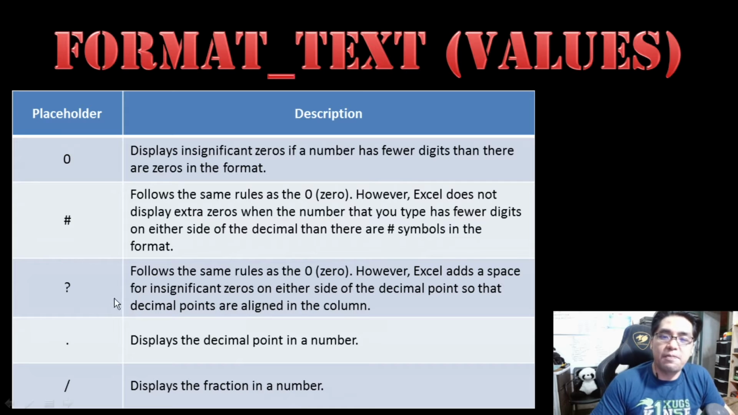Next, the question mark placeholder follows the same rules as a 0. However, Excel adds a space for insignificant zeros on either side of the decimal point so that decimal points are aligned in the column. Next, the period displays the decimal point in a number. And then we have the slash or the division symbol, which displays the fraction in a number.